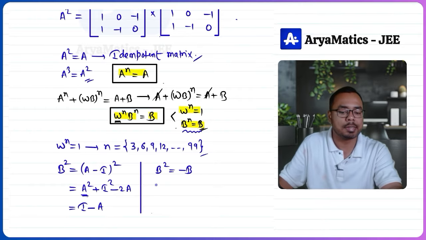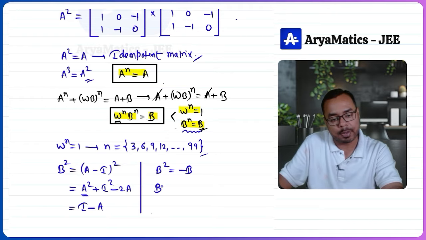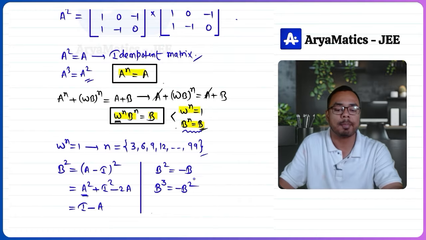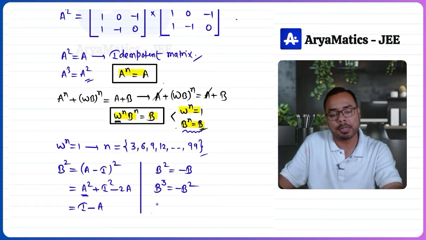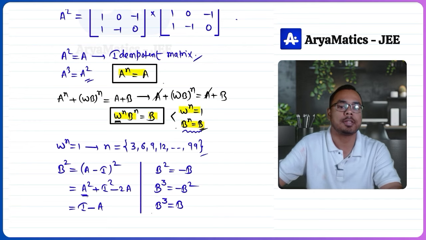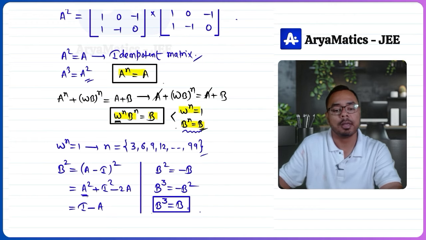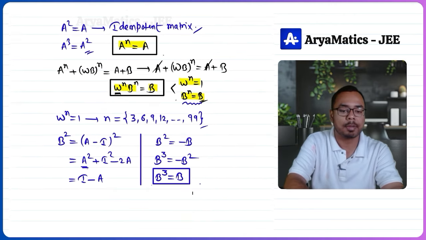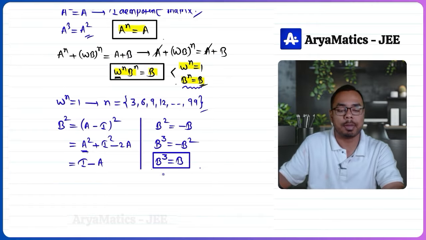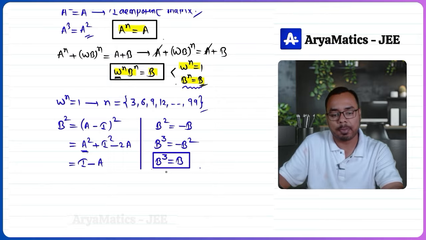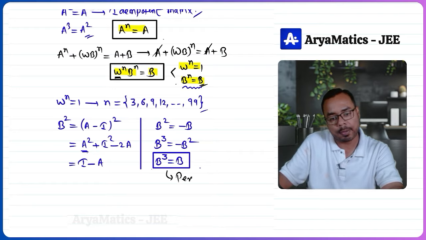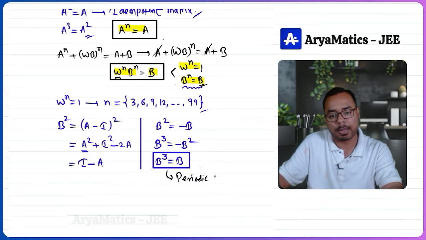B square is I minus A, and matrix B was A minus I. So this means B square is minus B. Now how to use this relation? If B square is minus B, just multiply again by matrix B, and then we have B cube equals minus B square. And minus B square is the same as matrix B. So that means B raised to 3 will be matrix B. Now this is another important relation: matrix B will be a periodic matrix, right?